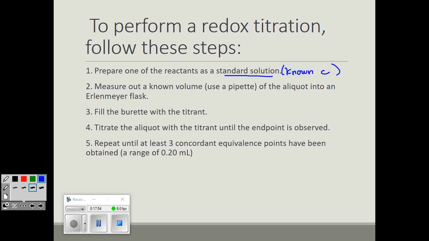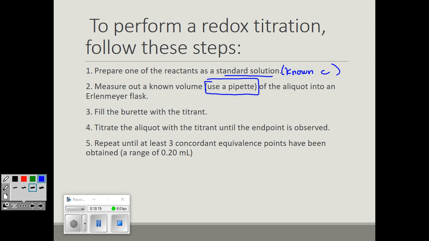Then you measure out a known volume using a pipette. Do you remember what a pipette is? It's a long, skinny thing, has a little ball on the top of it. You suck the liquid up with it. We're going to use them in the lab. That's another tool that would go along with this. And I've seen them ask questions like, how are you supposed to measure things when you're doing a titration? And this would be what you would choose.